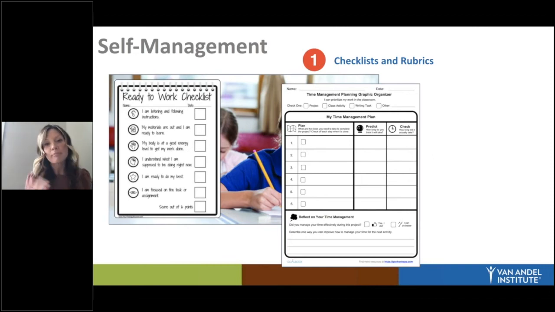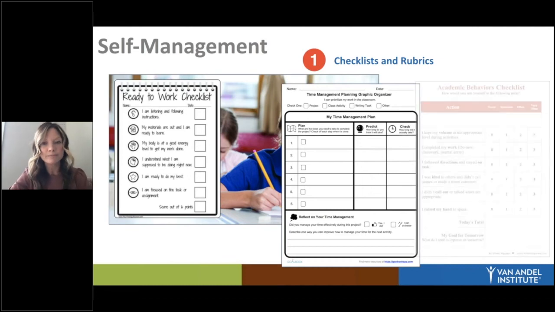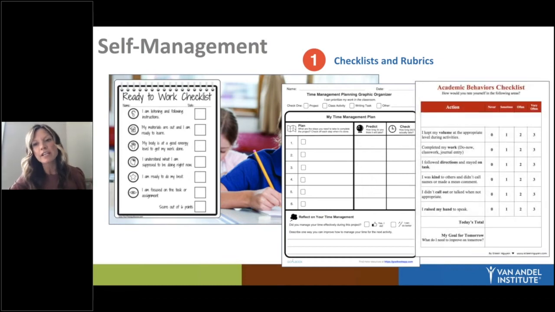And then after that period of time, they do a check. Did I get it accomplished in that amount of time? And if not, how long did it take me? And then they reflect on that. So they ask themselves, did I manage my time okay? Did I do an okay job? And they either say yes or no, and identify ways that they could get better. They could also describe ways that they could improve. So this is just one good example that shows how to get kids thinking about time management, and that's also accessible in your HyperDoc.